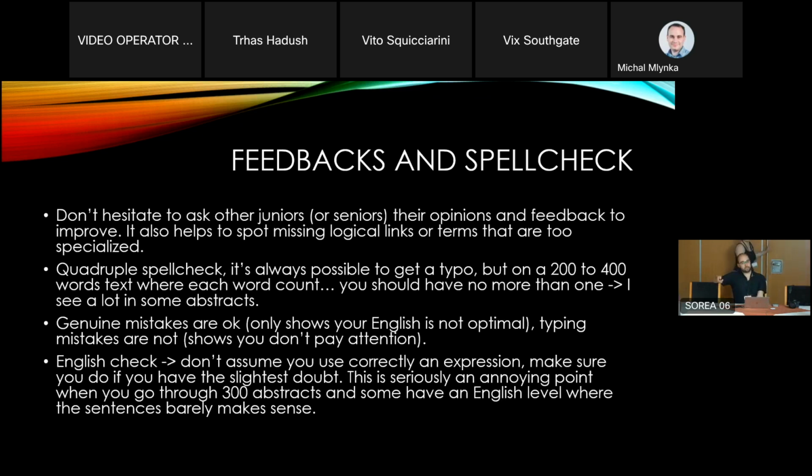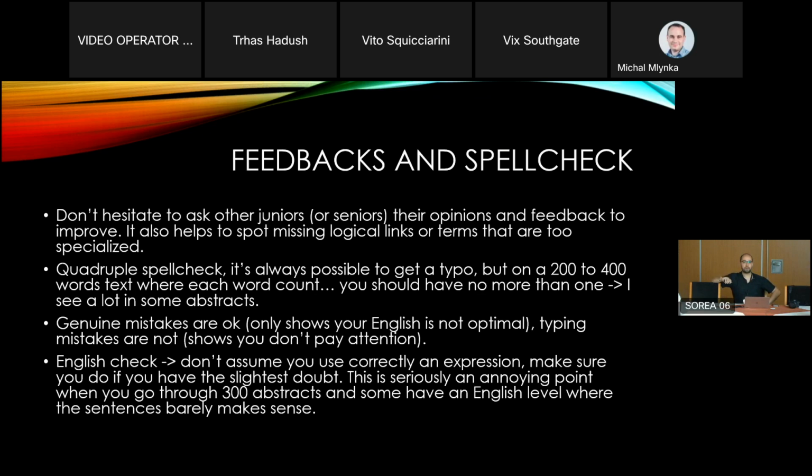This slide has way too much text, but I threw it together quickly. So yes, you should ask for a spell check from your colleagues, and also have other colleagues read it if it's your first time. If you make genuine mistakes in English, it's okay. It just shows that your English level is not the best. But that's not a problem.